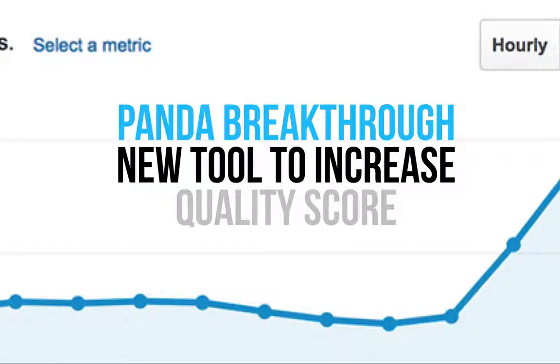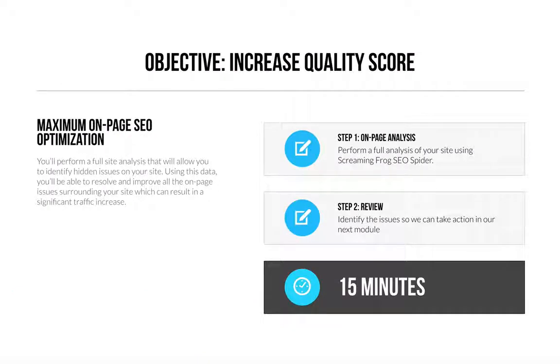I have a new tool to increase your quality score and overall optimize your site. It's really interesting and I just discovered it. It allows you to perform a full analysis of your site to uncover hidden issues. Using this data, you're going to be able to resolve and improve the on-page performance of your website, which should result in a significant traffic increase.